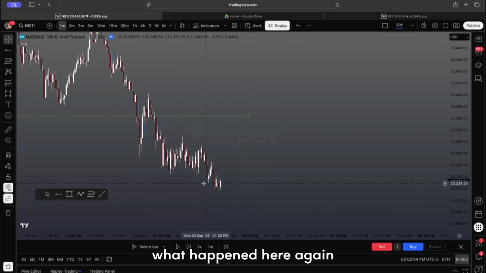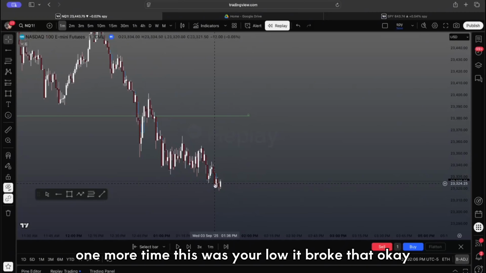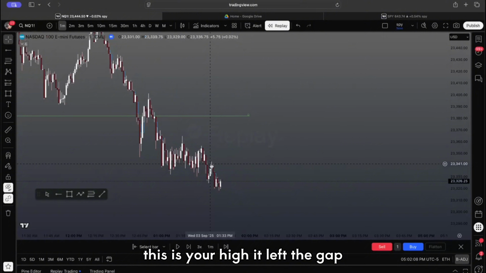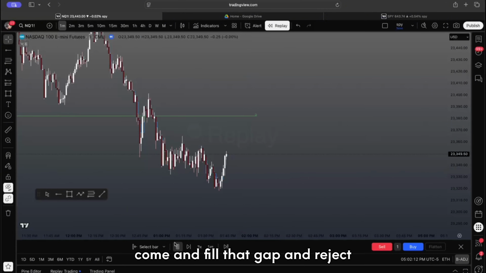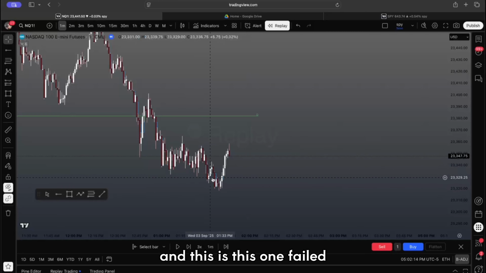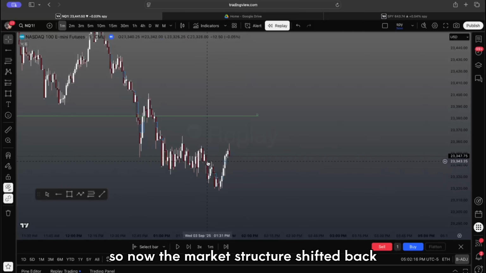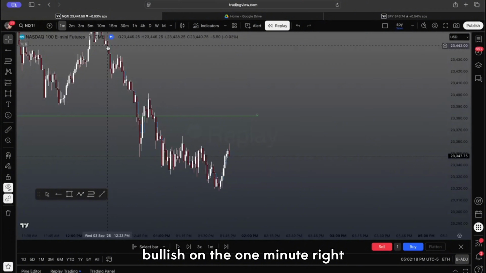Okay, what happened here? Again, one more time. This was your low. It broke that. Okay, this is your high. It left the gap. So what should you want to see happen? Come and fill that gap and reject. And this one failed. This one closed above. So now the market structure shifted back bullish on the 1 minute, right?